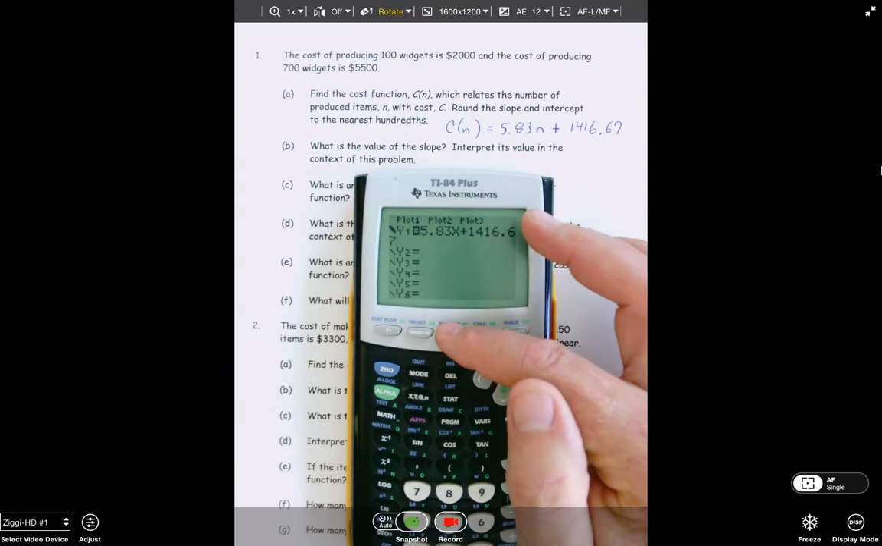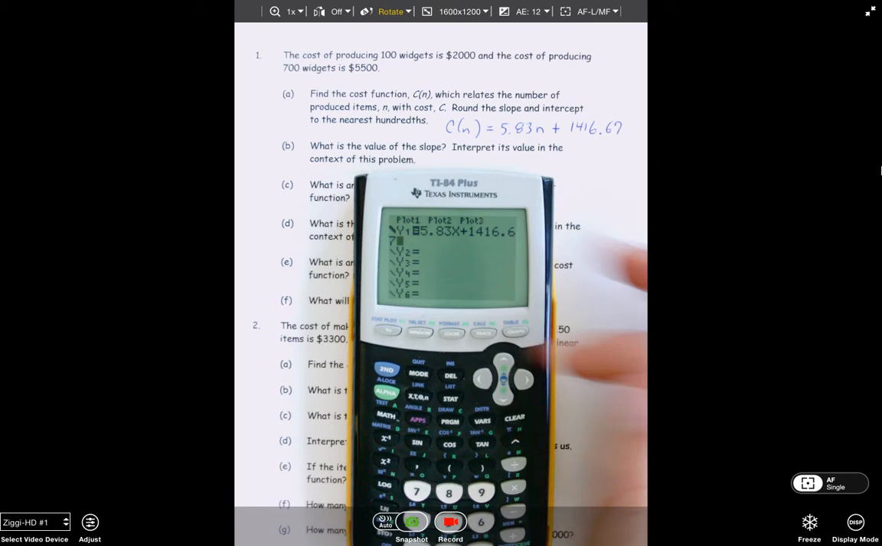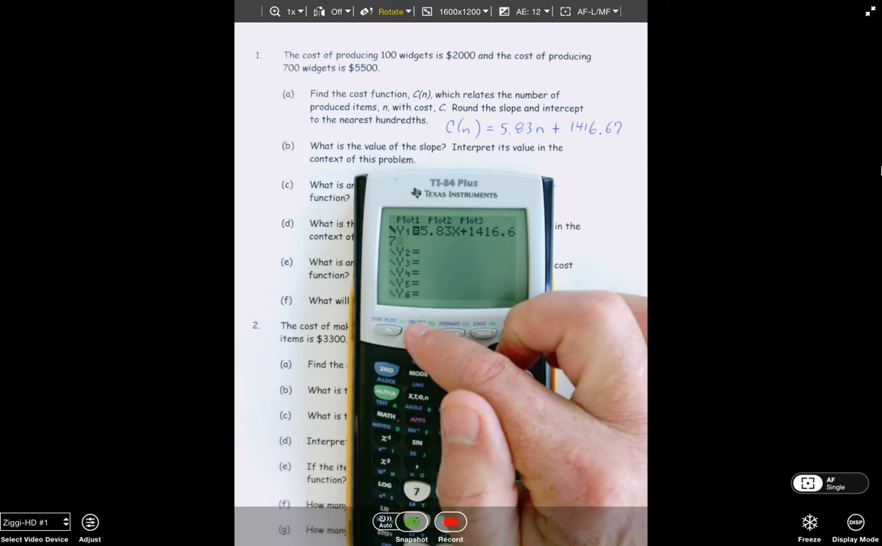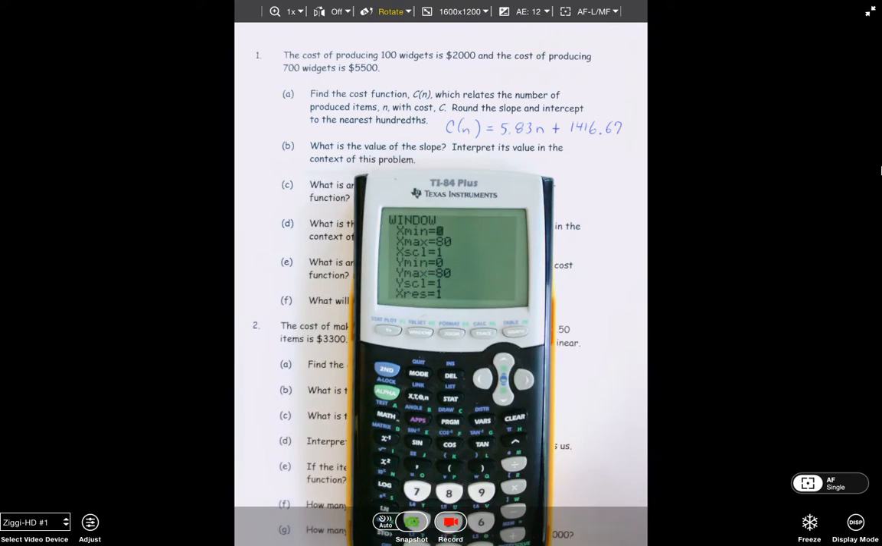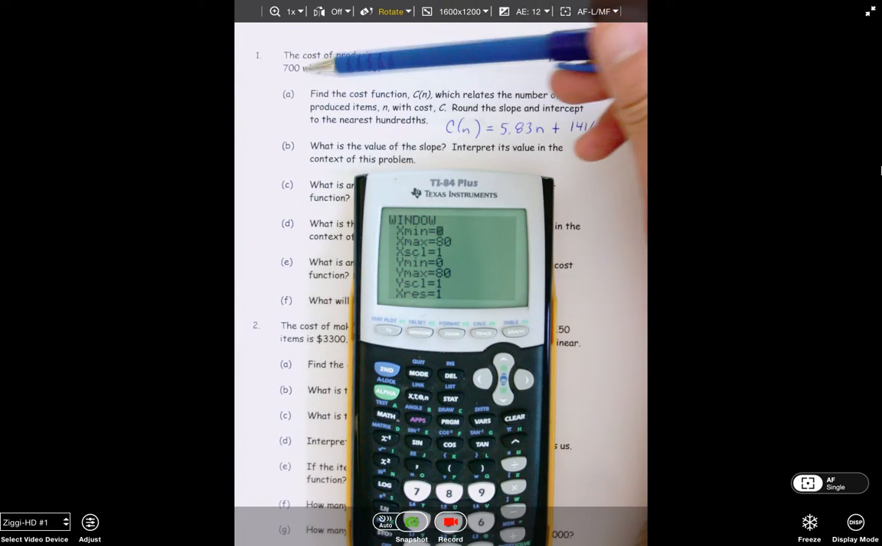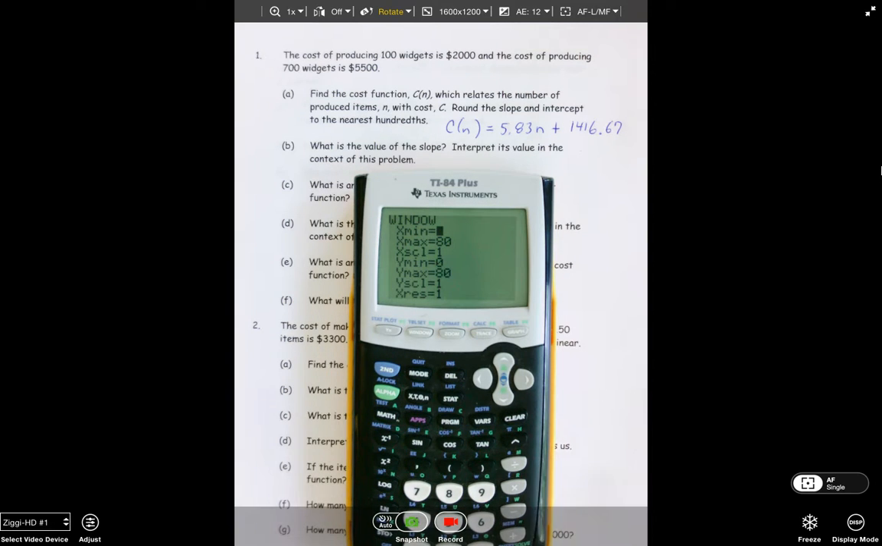I can go to my window to set it up to where it makes sense for my problem. Now, guys, remember in our window here, x is the number, right? And in our problem, the numbers were 100 and 700. So I need to set it up so that it makes sense for my problem. So I'm going to go from 100 up to about 1,000. Okay, that includes my 100 and my 700.